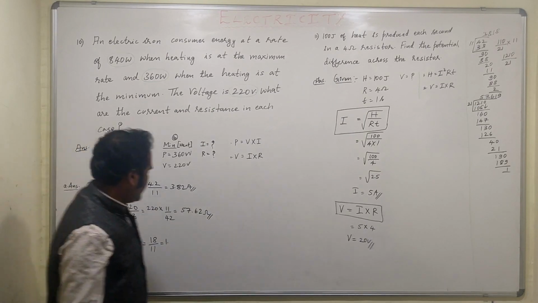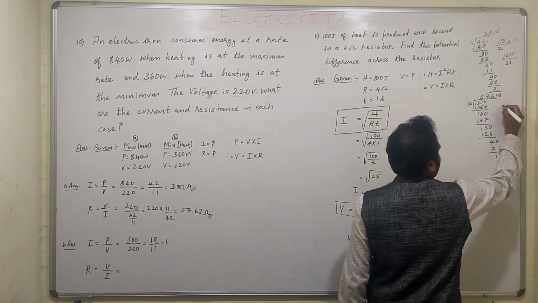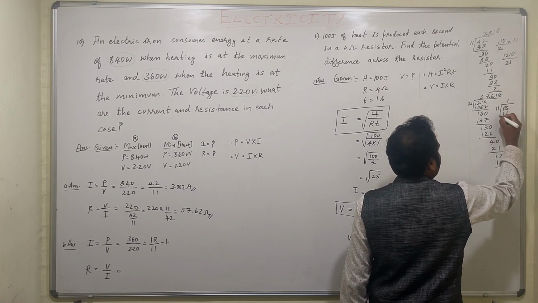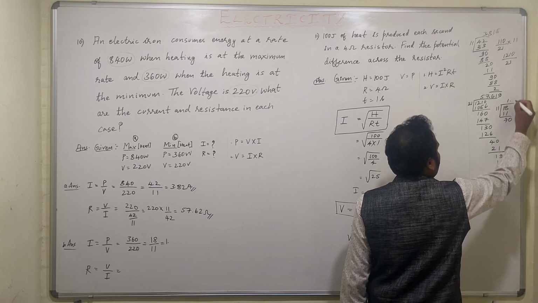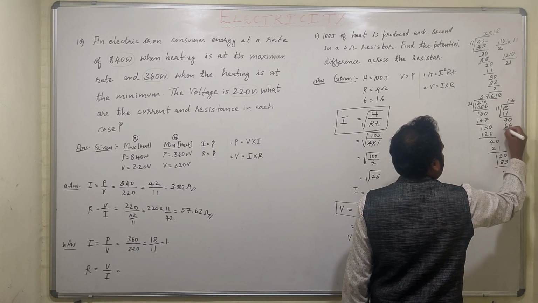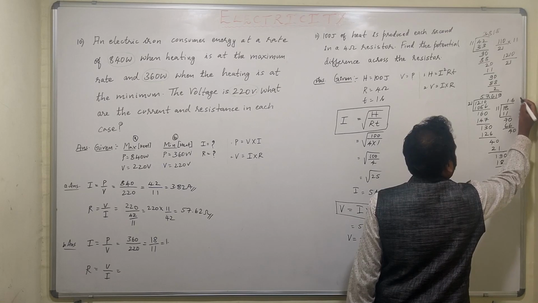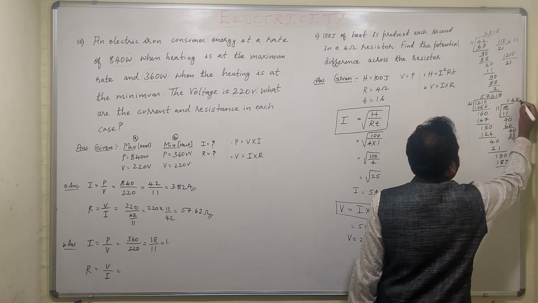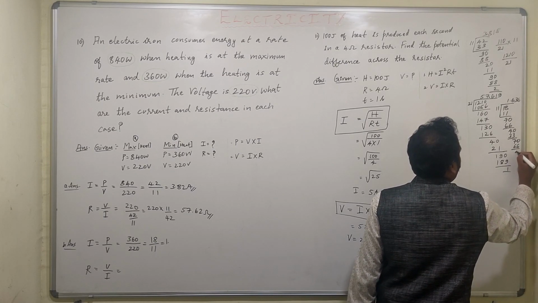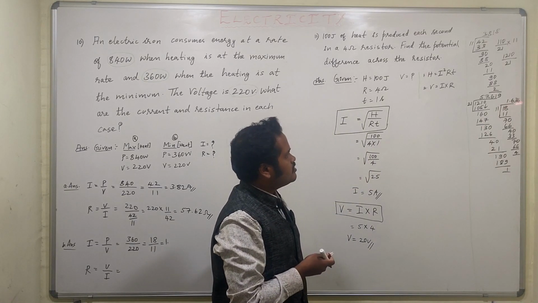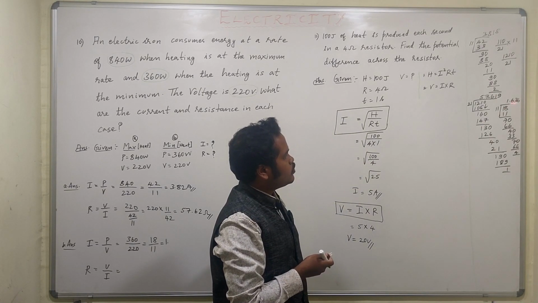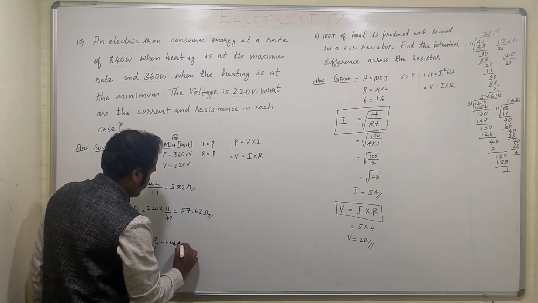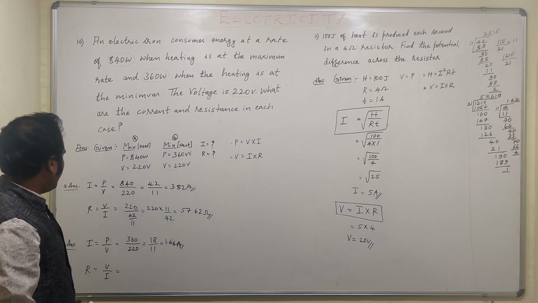So let's solve it. 18 divided by 11. We need 3 decimals. So 18 is getting divided by 11. 11 1s are 11. 7, 70. 11 6s are 66. We'll be left with 4, 40. 11 3s are 33. 7, 70. 11 6s are 66. 4. So we got 1.636. 6 is greater than 5, so 1.64 ampere.